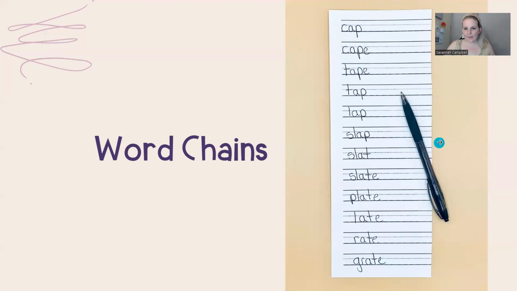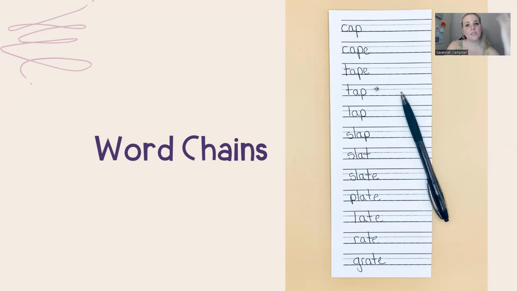And then the last thing that I want to talk about is word chains. I love word chains. The kids love word chains. They are so engaging. So a word chain is simply this. You start with one word like cap, and then this is the verbiage I use. I will say, okay, I want you to change one sound in cap to make it the word cape, and they would have to make it an E. Then I would say, change one sound in cape to make it say tape. Change one sound in tape to make it say tap.